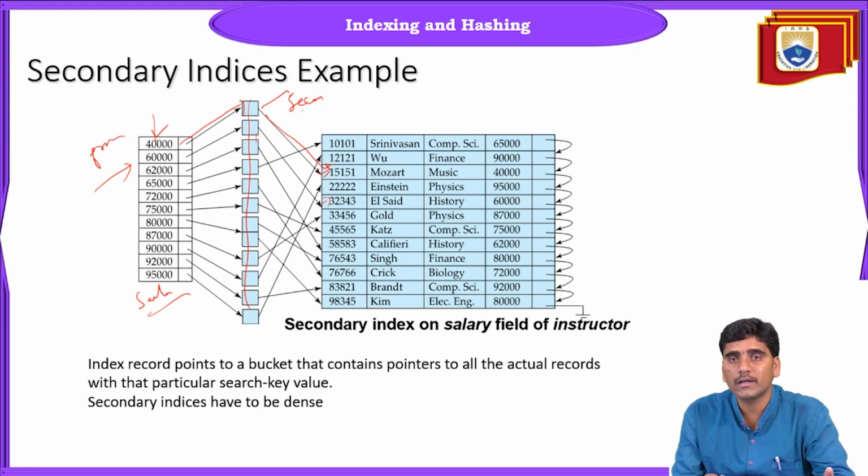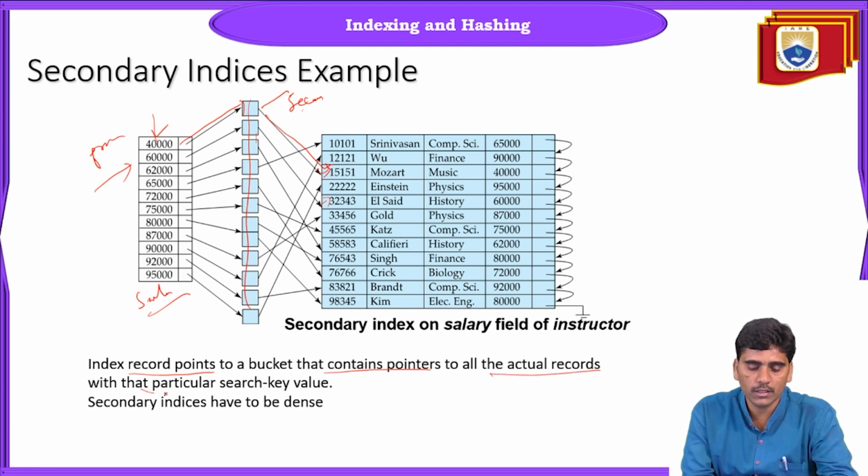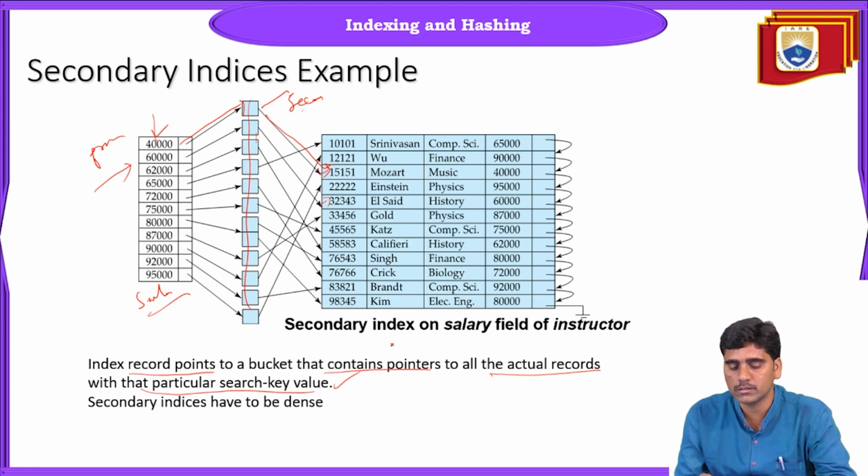So here the secondary indices are indicating how to find the information about each and every instructor. Instead of using primary indices, we are using secondary indices. The index record points to a bucket that contains pointers to all the actual records with that particular search key value. So secondary indices have to be dense indices.